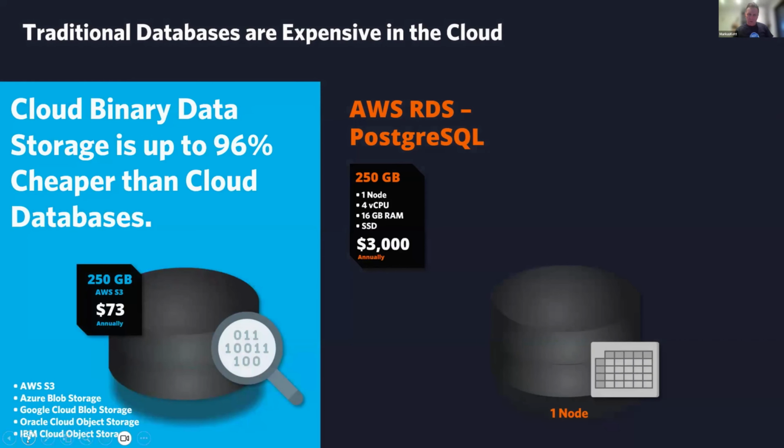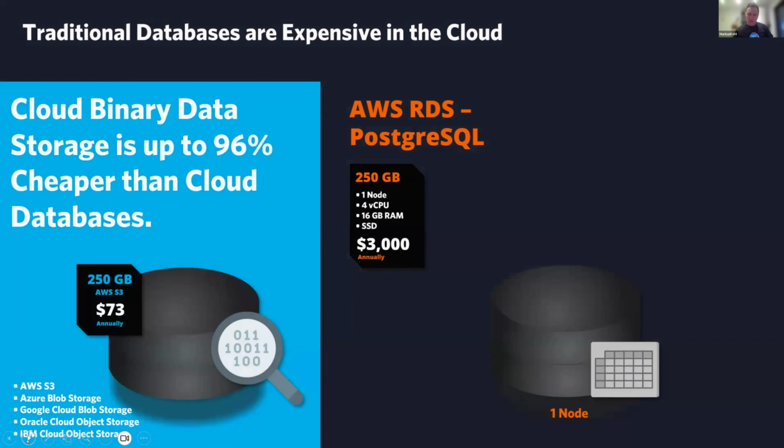And we save up to 96% data storage cost or database cost in the cloud. So why? It's because relational databases in the cloud, and also the NoSQL databases, are very expensive in the cloud. You need CPU power and storage, so you need computing power and storage.